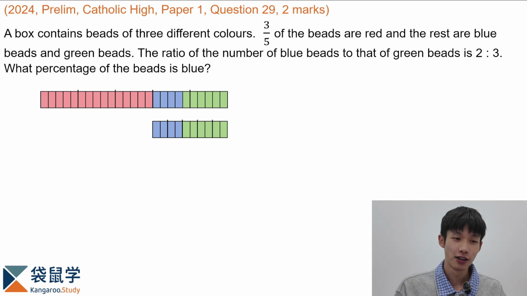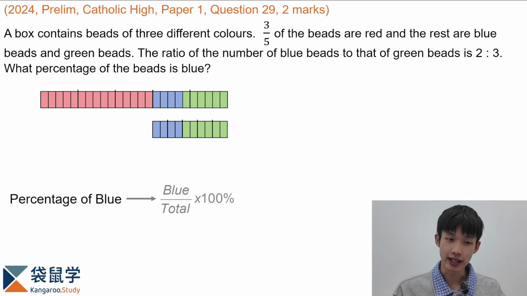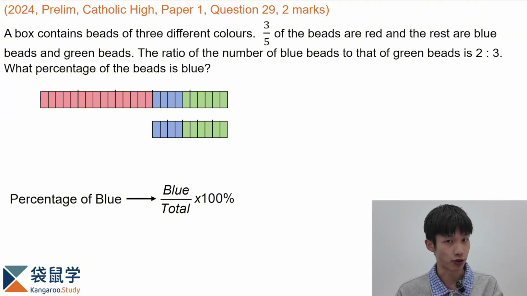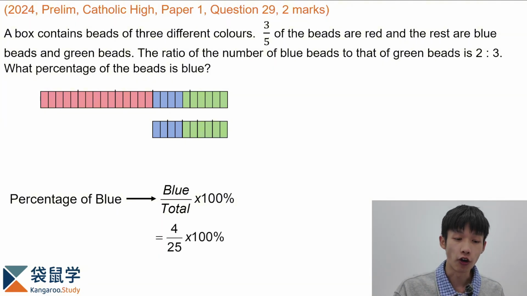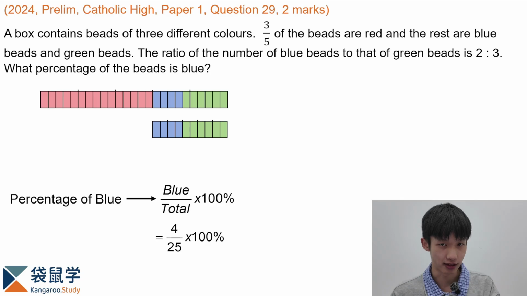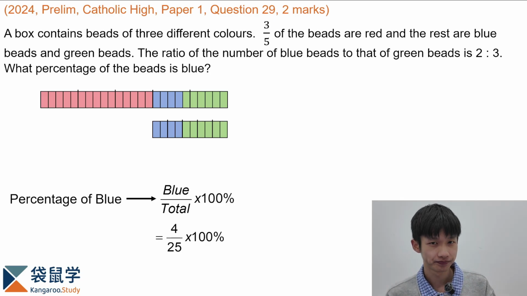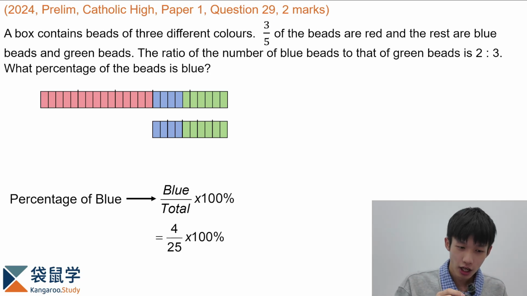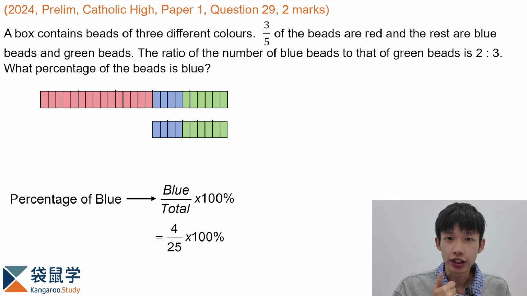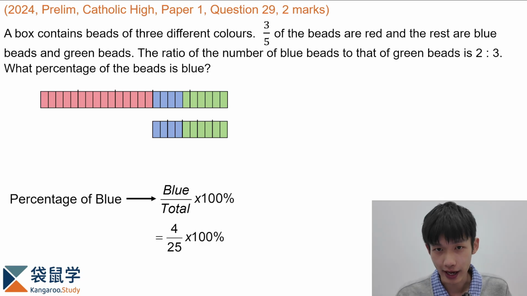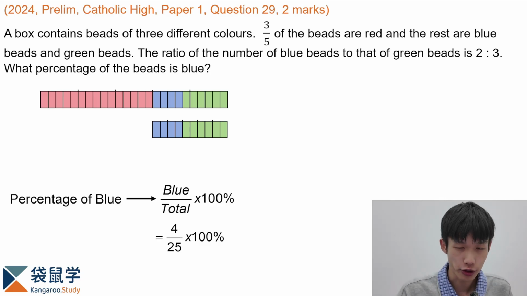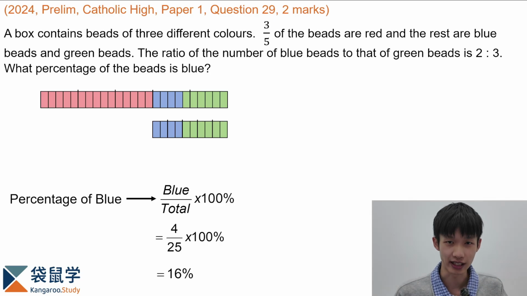So the answer, the percentage of blue, is blue over total times 100%. So it should be 4 over 25 times 100%. But how to do this calculation? To get a percentage, the denominator should become how much? 100. 25, how to become 100? Times 4. So what should the numerator be? The numerator should also be times 4. So it gives us 16 over 100, which is 16%. That's how we get it.